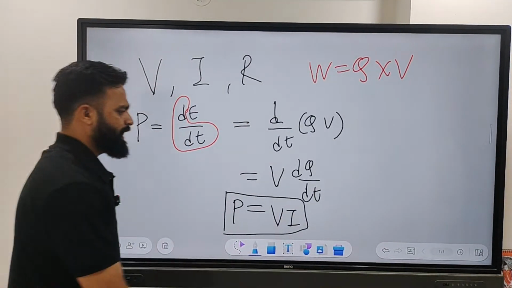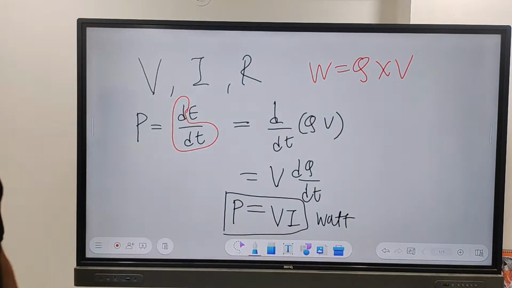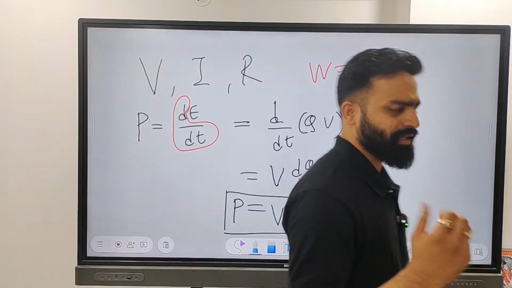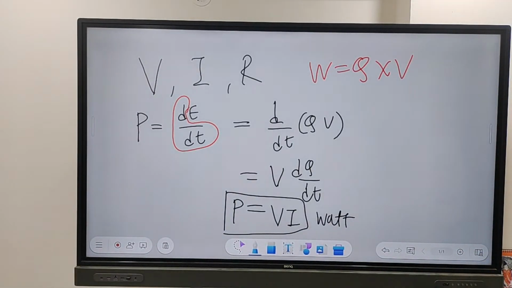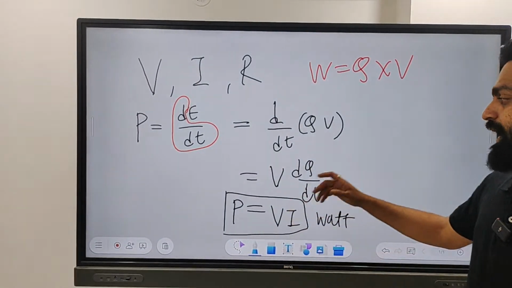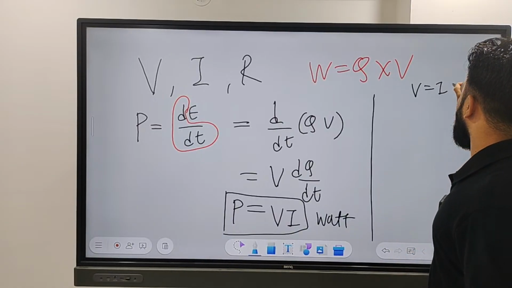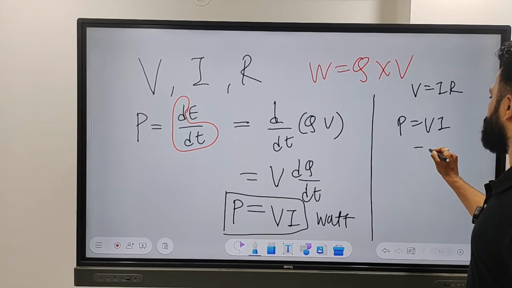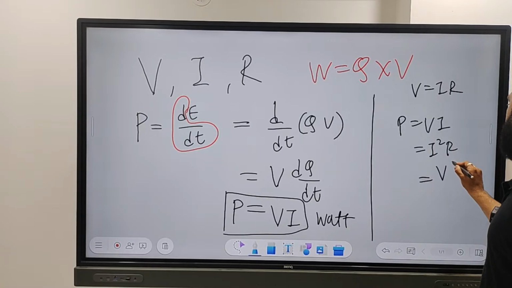Very simple. And its unit is watt. Understood? So there was a scientist, a researcher named James Watt, and the unit has come from his surname. So power is voltage into current. And if we are using Ohm's law, V is equal to IR, then I can write power is equal to voltage into current is equal to I square R. By substituting this, it is equal to V square by R.